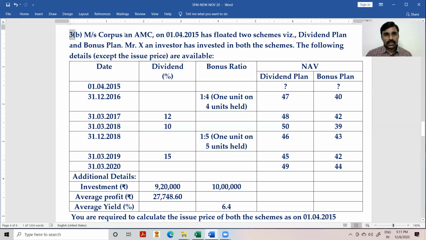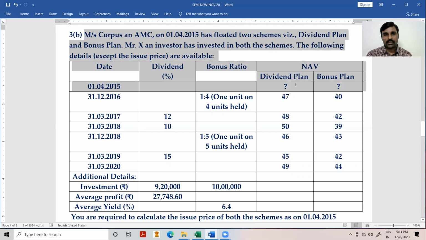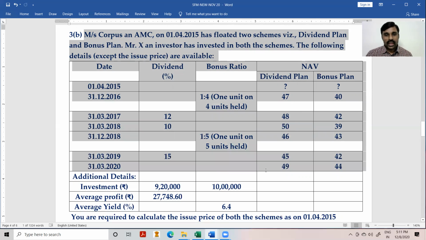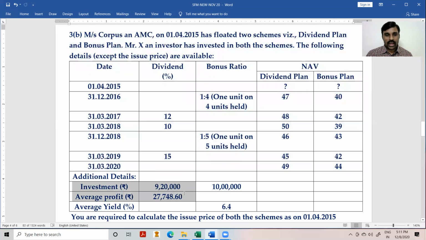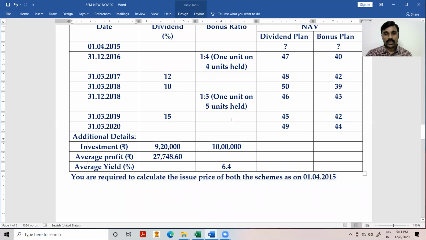3B. Mrs. Corpus AMC on 1st April 2015 has floated two schemes, a dividend plan and a bonus plan. Mr. X, an investor, has invested in both the schemes. The following details except the issue price are available: date, dividend, bonus ratio, NAV for dividend plan and bonus plan, for 1st April 2015, 31st March 2016, 31st March 2017, and so on. Additional details: investment amount, average profit. You are required to calculate the issue price of both the schemes on 1st April 2015.